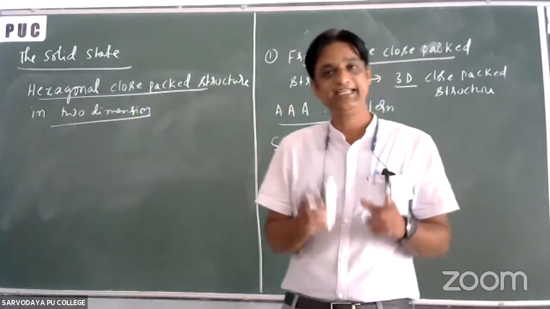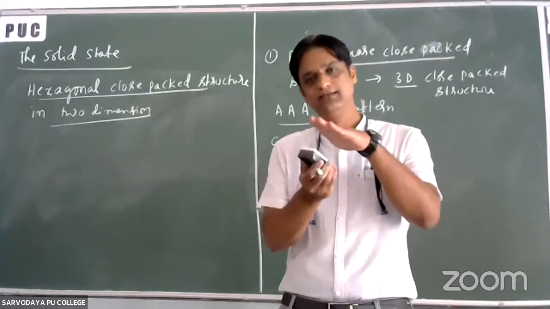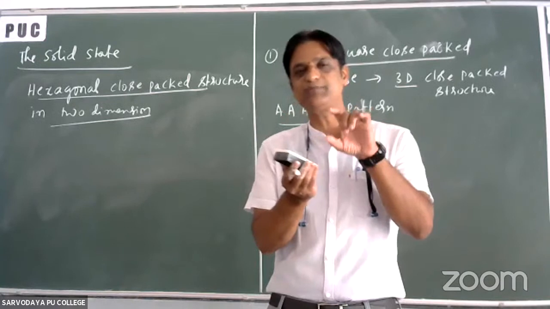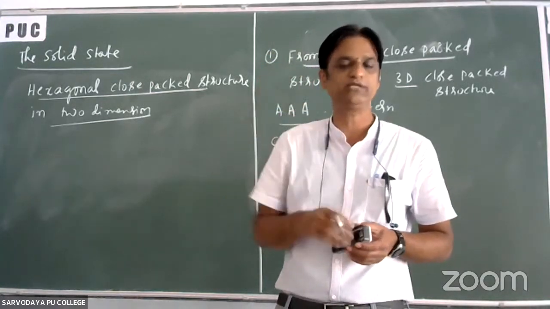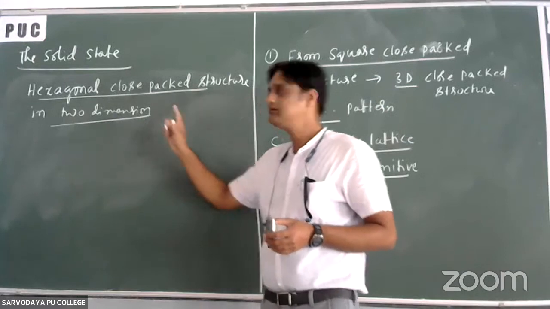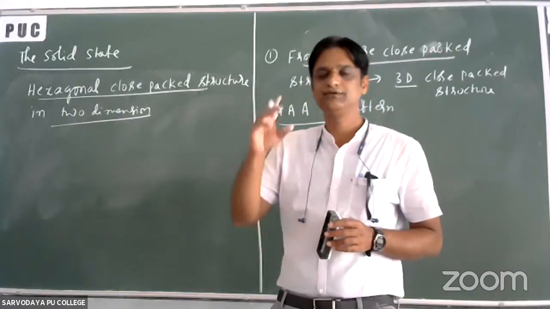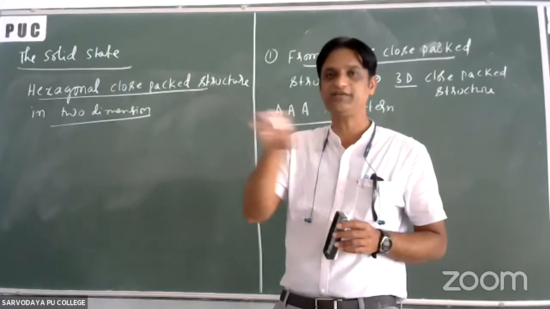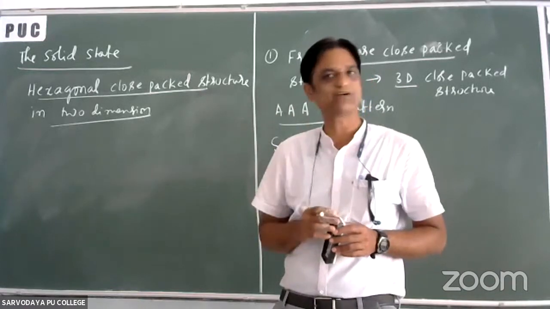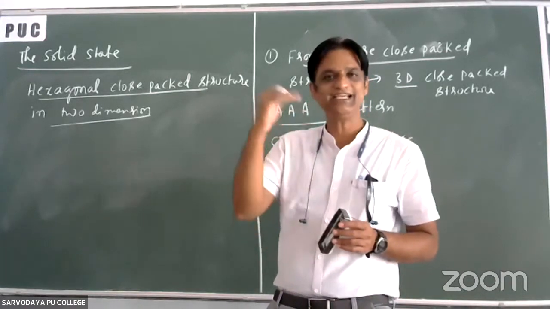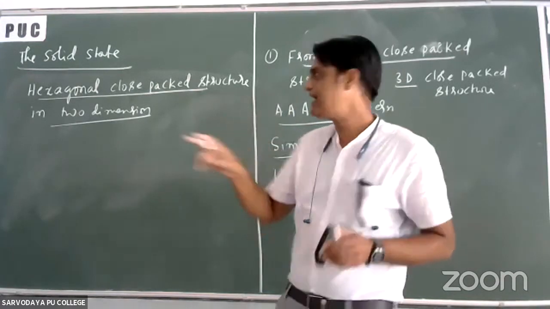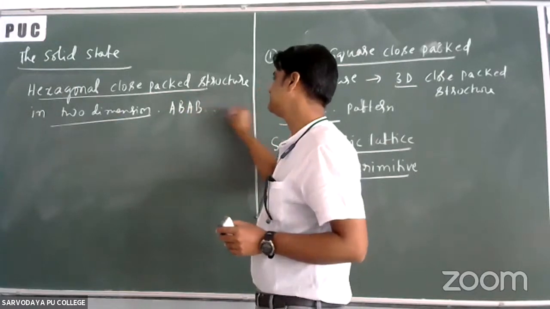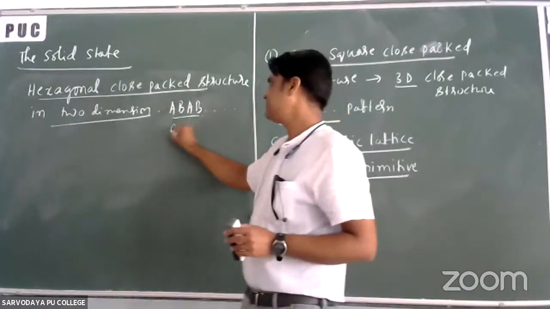What is the difference? In case of square close packed structure in two dimension, the spheres which are present in different layers are placed exactly one above the other. But in case of hexagonal close packed structure in two dimension, spheres of the second layer are placed in the depressions of the spheres of the first layer. Staggered manner it is called. Okay. And since the layers are arranged differently, the pattern which is obtained is termed as AB pattern. And coordination number will be 6.